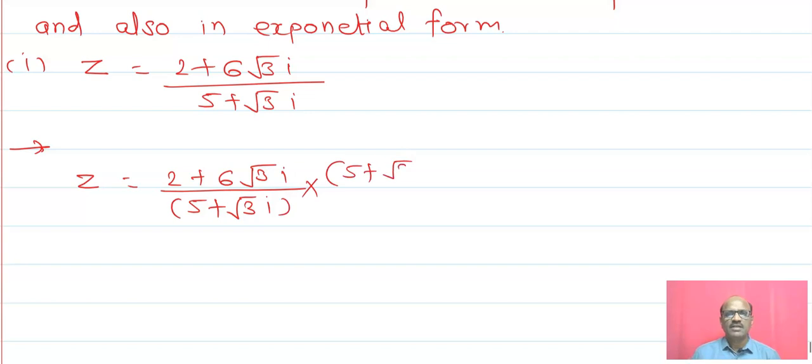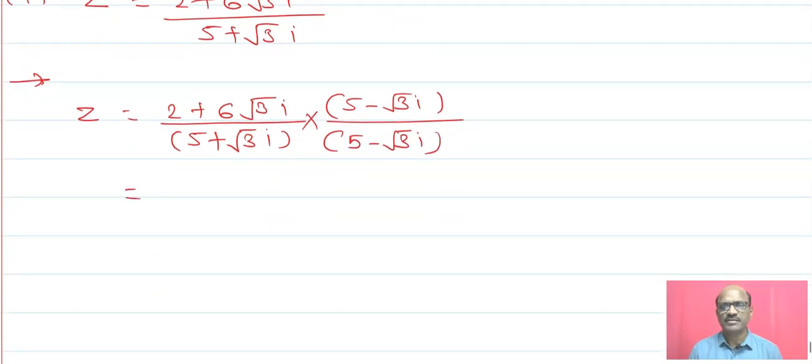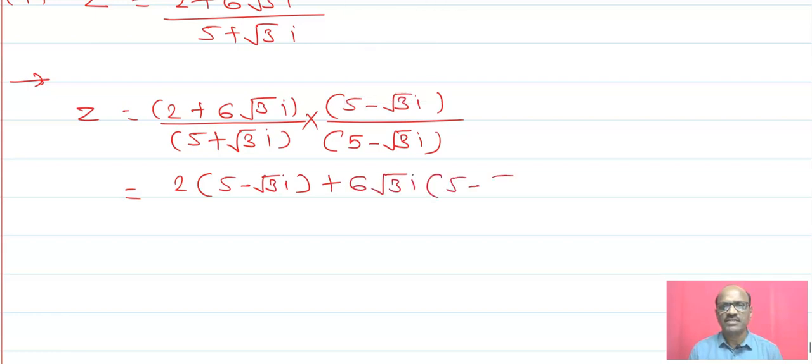Now multiply the given complex number by the conjugate of the denominator. Now what is the conjugate? The conjugate of 5 plus root 3i is 5 minus root 3i. Now simplify this, normal multiplication is there.